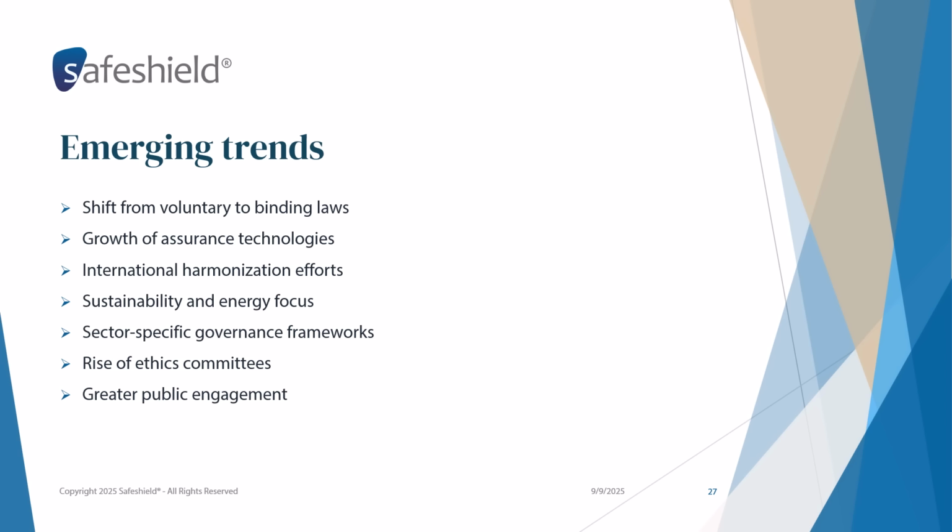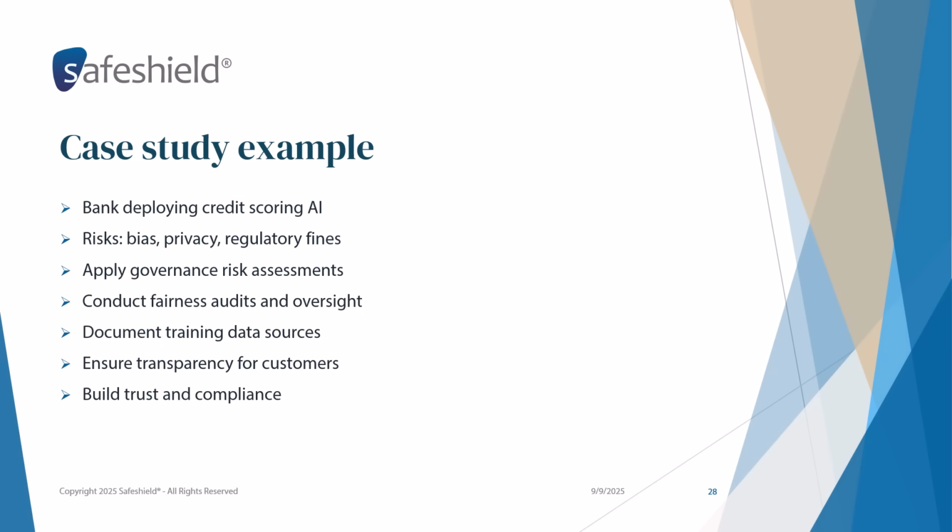Governance should evolve alongside technology and societal expectations. By embracing these trends, organizations can future-proof their AI practices and position themselves as leaders in responsible and sustainable AI adoption. To see how AI governance works in practice, let's look at a real-world example.